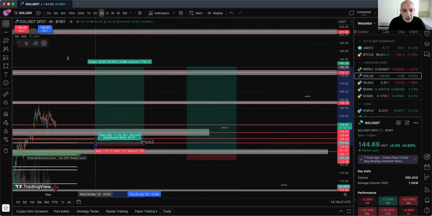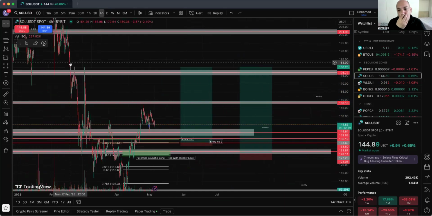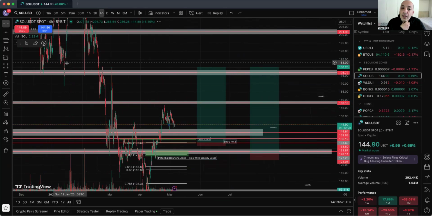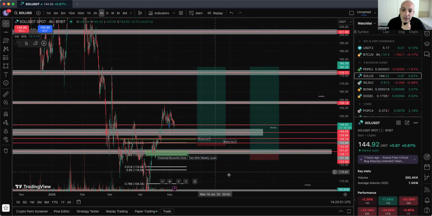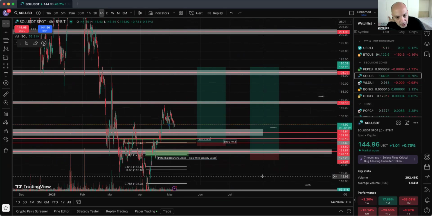So if you follow Solana, you can catch a very good trade, and don't start with big leverage in the beginning because you know it's risky. Start slow and increase your leverage as your trade plays out. So this is for Solana.